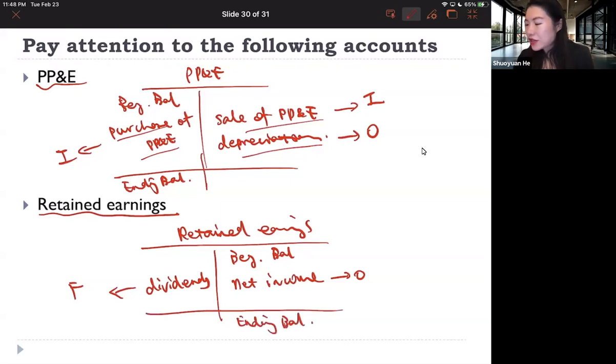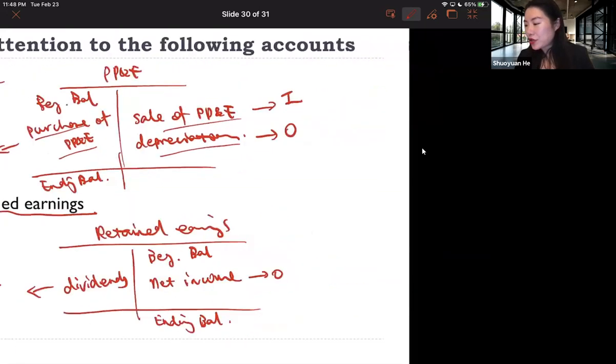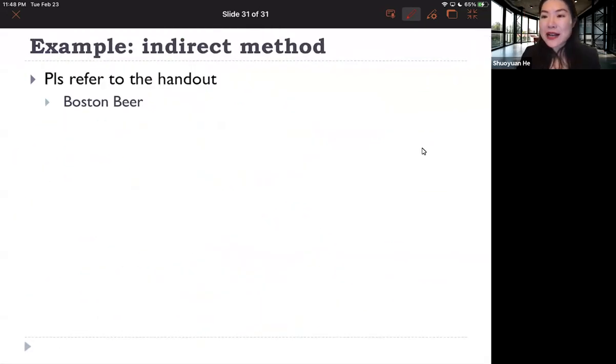So for the change in those two accounts, we need to decompose them to make sure that not all of the change is coming from one item. For example, for the change in PP&E, part of the change may be an investing activity. Part of the change, the depreciation related, is an operating activity. So those are two accounts to pay attention to. And then let's look at an example.